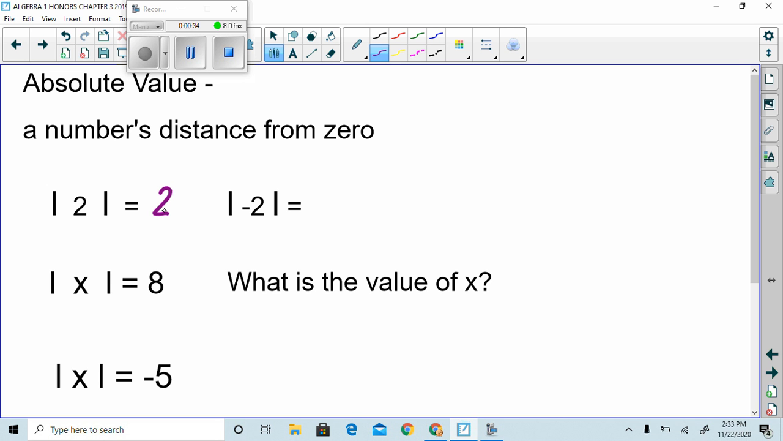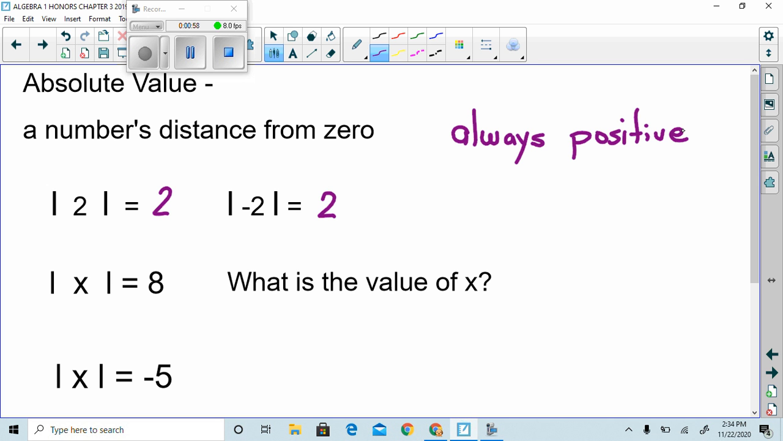How far is negative 2 from the origin? Also 2 spaces. Absolute value is always positive. So you may recall that from an earlier chapter. Now we're going to solve some absolute value equations today. What's the value of x that makes the statement true?